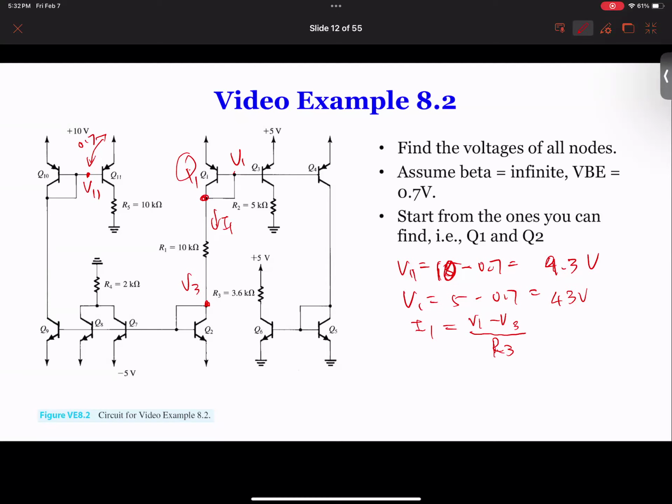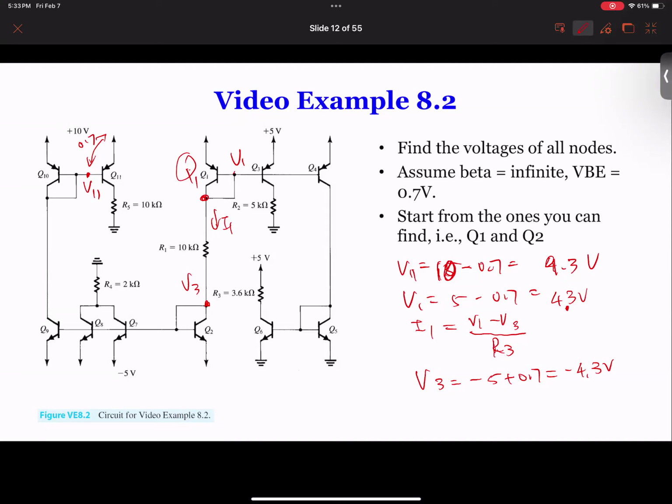Well, because this is connected to the base, and base, see here, 0.7. So that's easy to find. V3 equals minus 5 plus 0.7, so we get minus 4.3 volts. So this is minus 4.3, and this is positive 4.3. The difference is 8.6 divided by 10. Now we got I1.